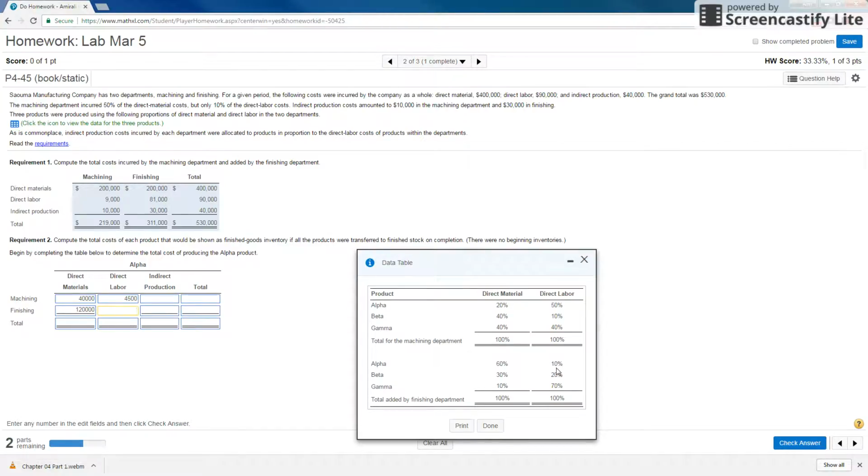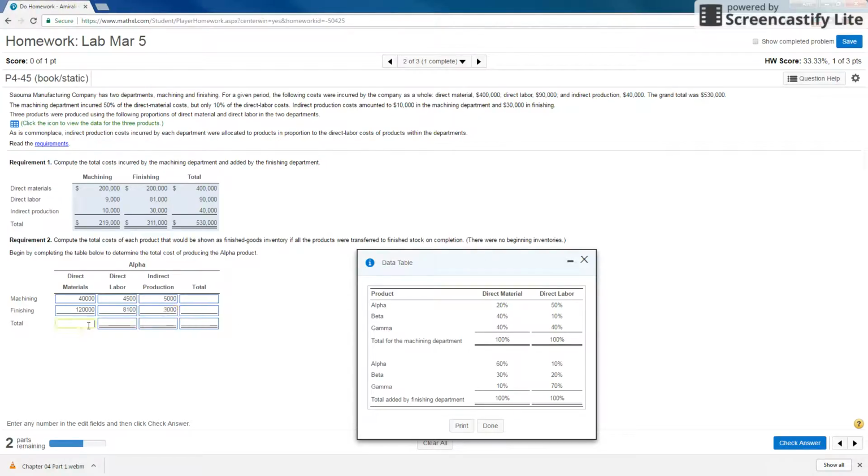The same goes for the direct labor in the finishing department. So 10% of the direct labor of the finishing department is going to the alpha. How much is the total direct labor for the finishing? 81,000. So the 10% is 8,100. As for indirect production, the question says it's the same as direct labor. So you use the same number. So for alpha, 50% of indirect production goes to the alpha. So the production is 10,000. I will use 5,000 here. And 10% of the indirect, which is 30,000, is for the indirect production.